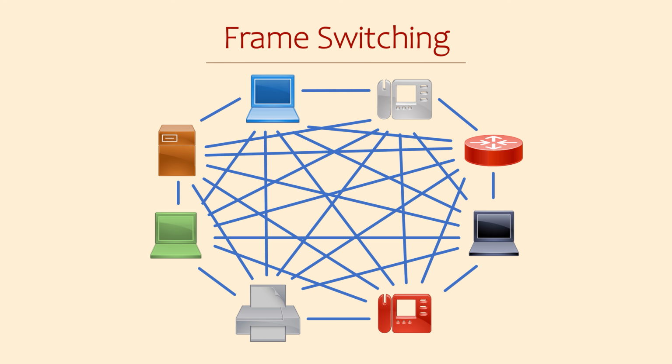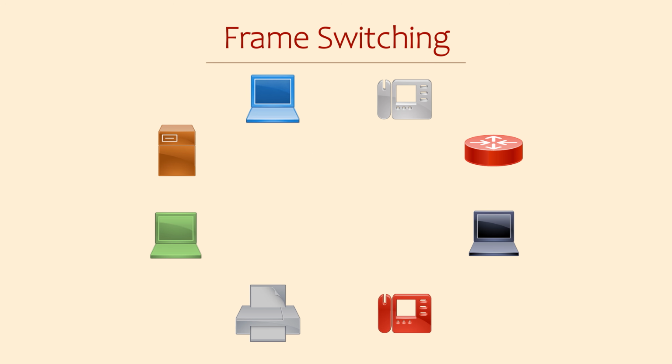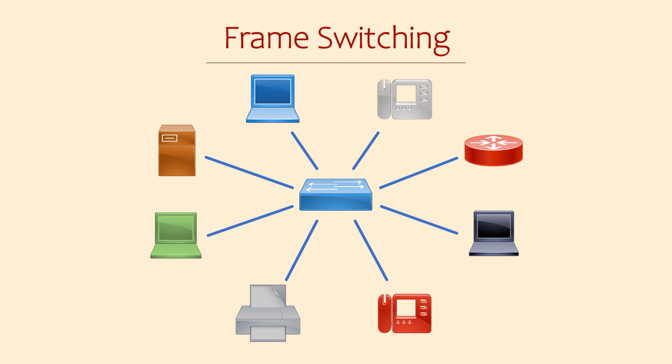Instead, the switch uses a process called frame switching. Instead of connecting devices directly to each other, devices connect to switches. As you can see, this is so much simpler. When a frame arrives at a switch, the switch decides which link or interface to send the frame out of. This makes sure that the frame gets to the correct destination.